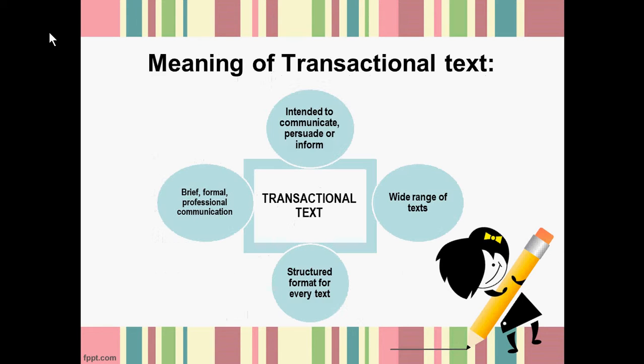Now let's move forward to the meaning of transactional text. Transactional text is intended to communicate, persuade, or inform. A transactional letter usually contains two main paragraphs, one to establish the topic and the second to elaborate on it. The ending is brief and formal as befits a professional communication.